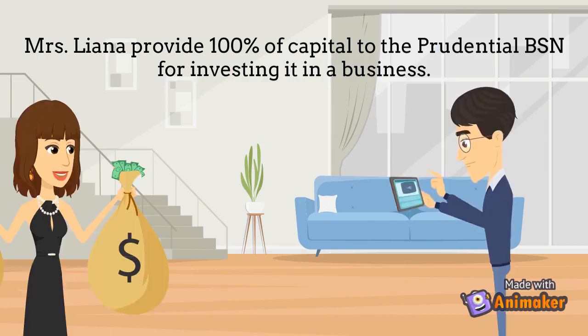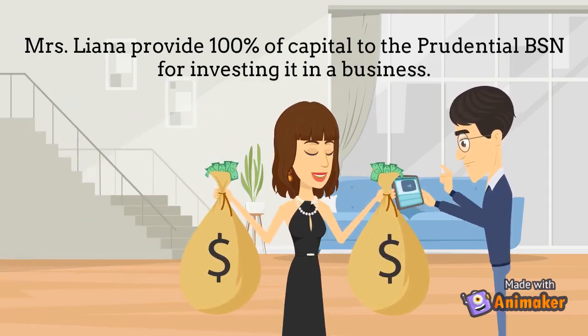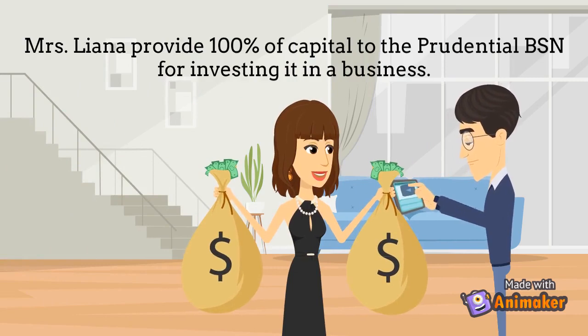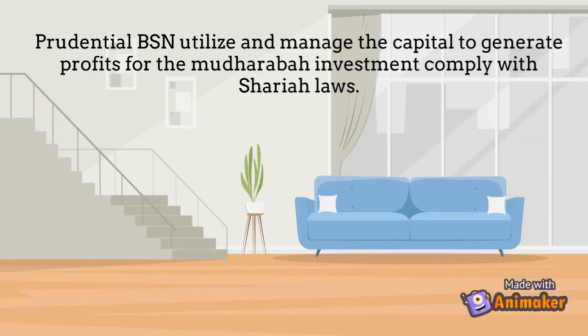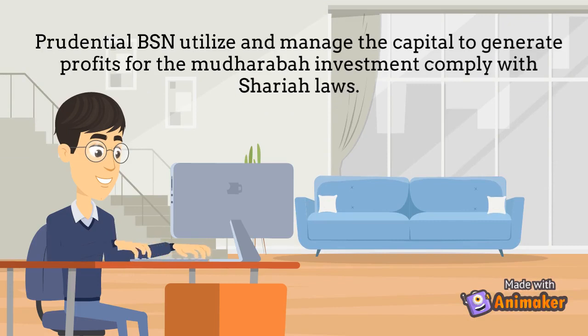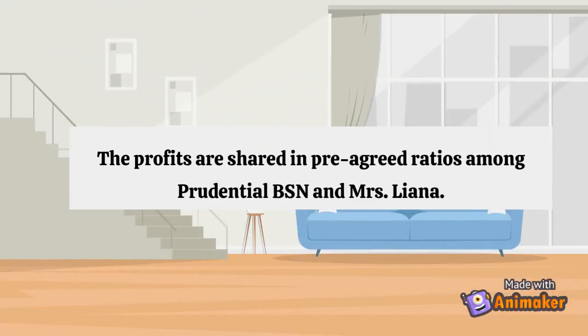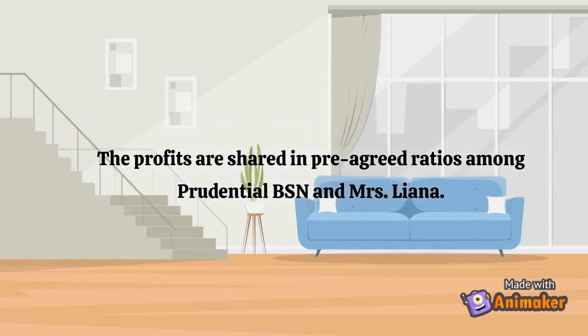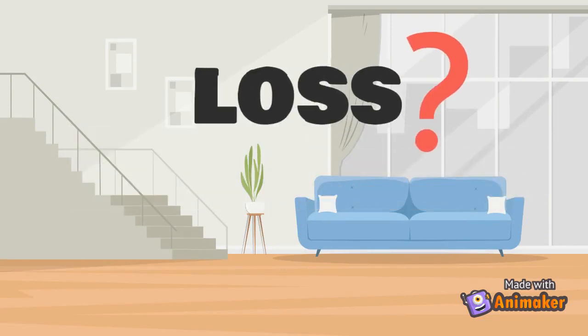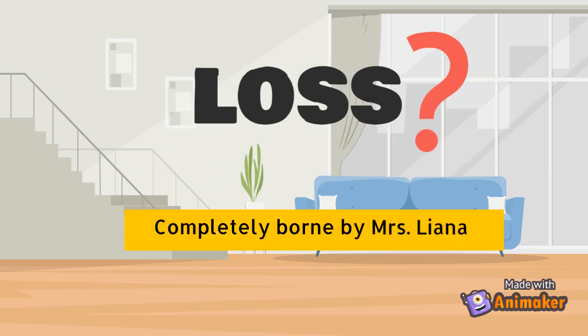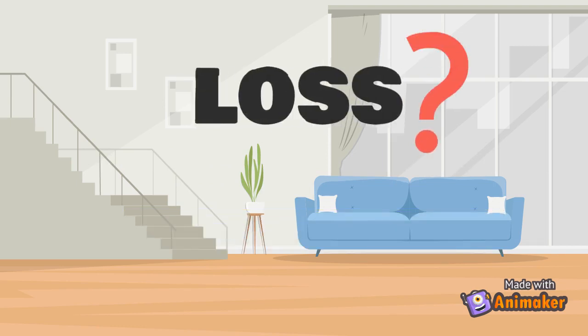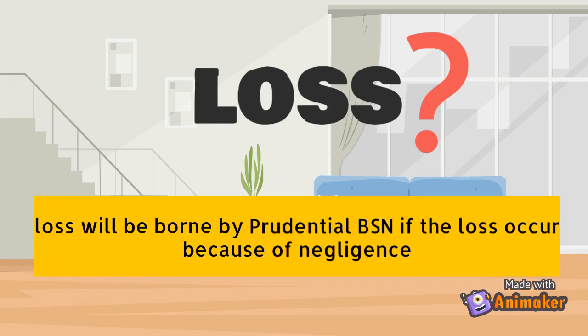The role of Mrs. Liana is to provide 100% of capital to the Prudential BSN for investing it in a business. After that, Prudential BSN will utilize and manage the capital to generate profits for the Mudharabah investment, complying with Sharia laws. The profits for Mudharabah contract will be shared in pre-agreed ratios among Prudential BSN and Mrs. Liana. How about the loss? So, the loss is completely borne by Mrs. Liana, who is the owner of the capital. But the loss will also be borne by Prudential BSN if the loss occurs because of their negligence.